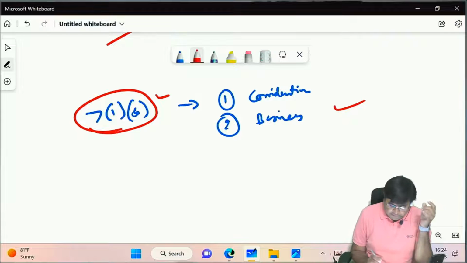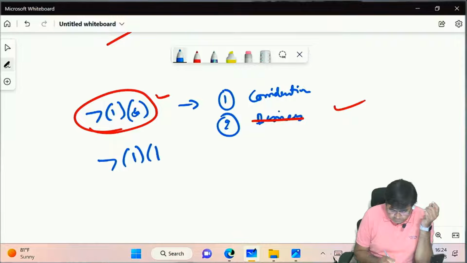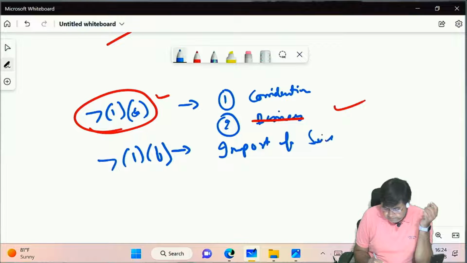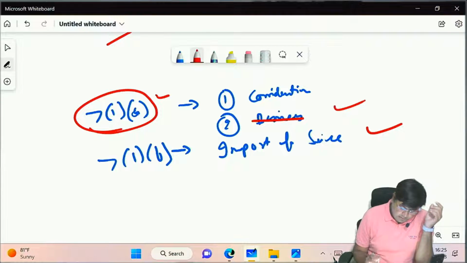Let us assume that if business is not there, then jump to section 7 subsection 1 clause B and see whether it is import of services. If the answer is yes, import of services is there, then it is going to be supply. But if it is not import of services, then it is not going to be supply. Even though consideration may be there, but there is no business.